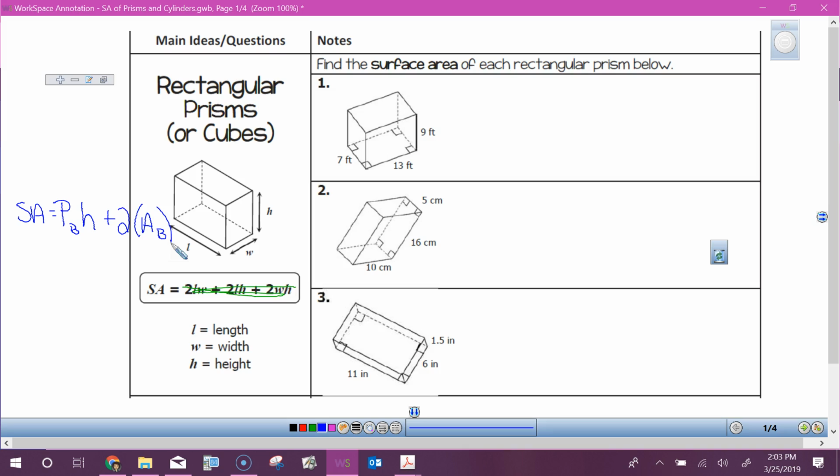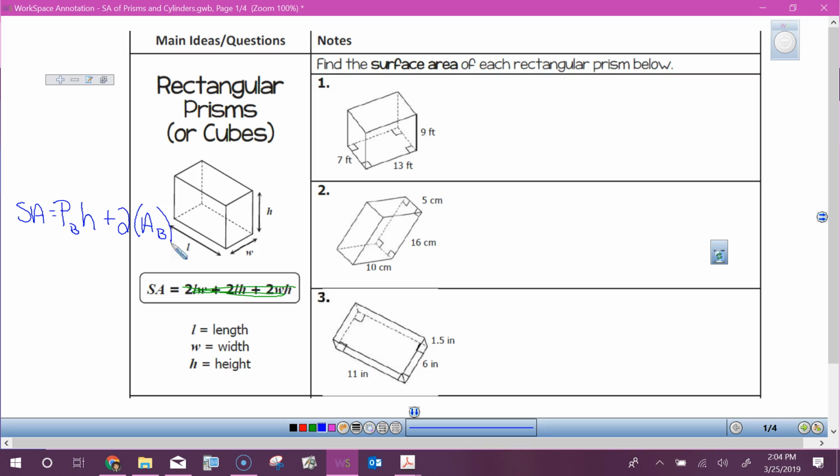And we've got to go 2 times the area of the base because how many bases do we have? Well, how many? No, 2. That's why we multiply it by 2, because there's 2 bases. And remember, your bases are always congruent and parallel. Okay? So a rectangular prism or a cube is a little bit more self-explanatory.